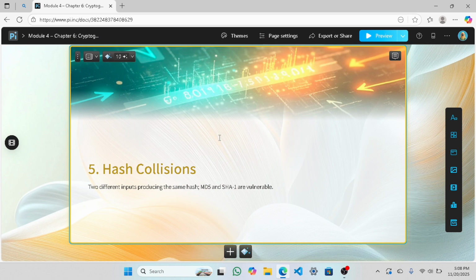Now, what do you mean by hash collisions? A collision occurs when two different inputs produce the same hash. Insecure algorithms like MD5 and SHA1 have many known collisions. For example, two different files with identical MD5.